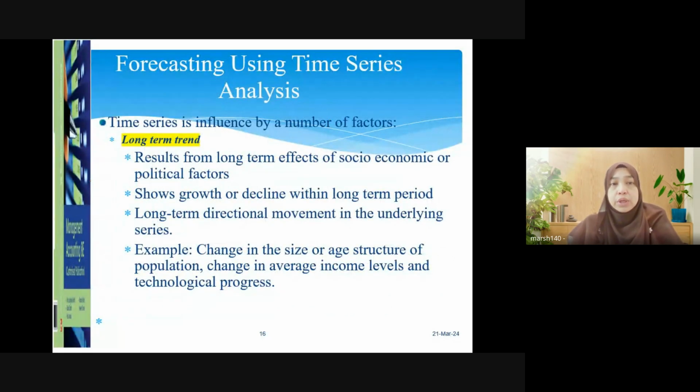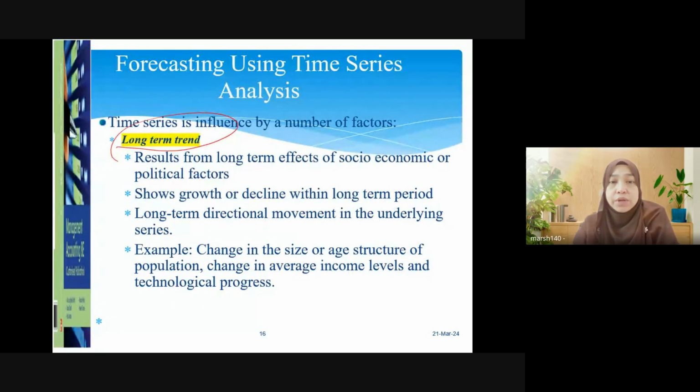Okay, so if you forecast your data, let's say your sales volume, using time series analysis, you must consider 4 factors that may give rise to your value or to your data. Factors that may cause your data to fluctuate. The first one, long-term trend.